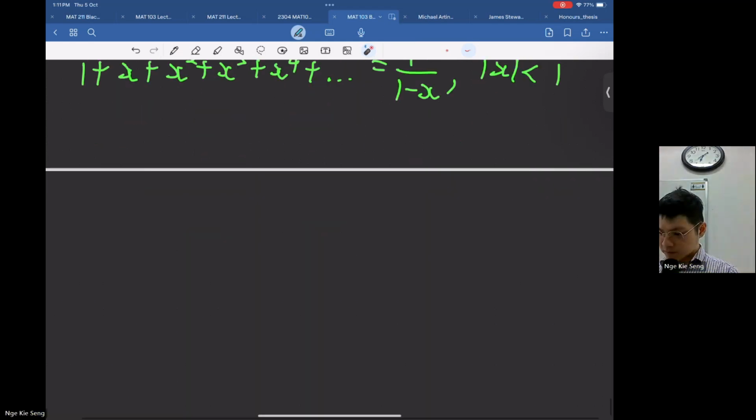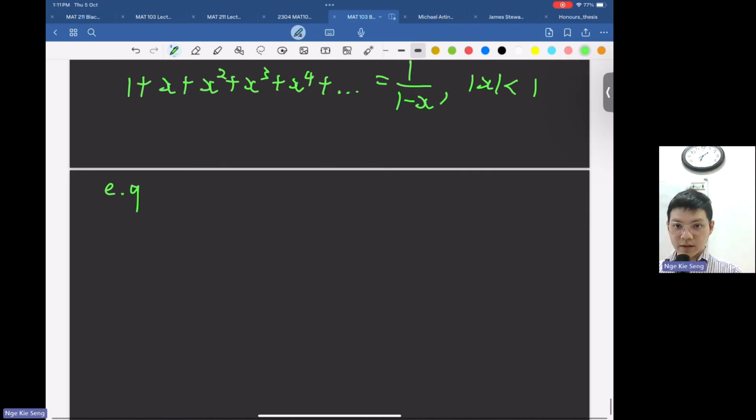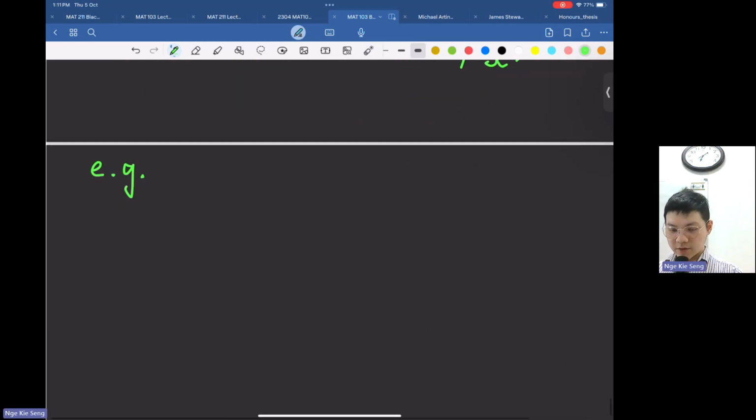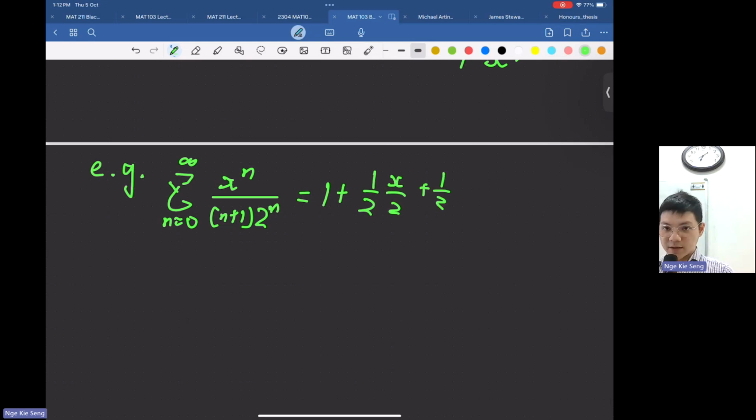Okay, next. What do we have? Let's look at this sum: x^n over n times 2^n. What's this power series? You have 1 as the first term, and then one half times x over 2, plus one third times x squared over 2 squared, and one fourth times x cubed over 2 cubed, and so on.